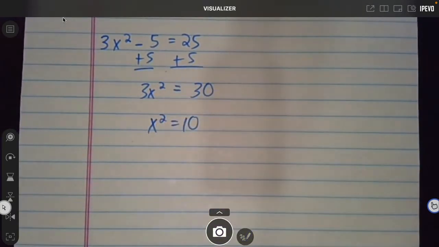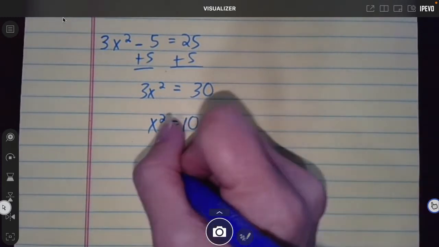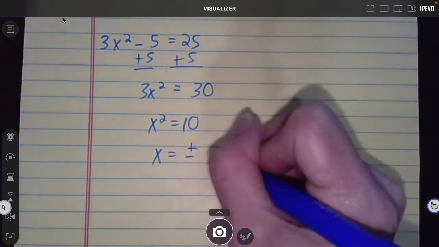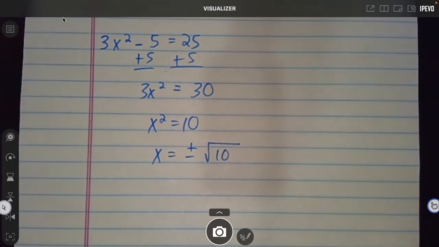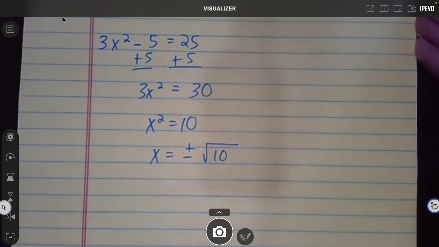So how do I do this next part? Is that a perfect square? No. But it's just going to be positive or negative square root of 10. Can I take the square root of 10? I'd get a decimal, but I'll just leave it as square root of 10. It doesn't have a perfect square, so I can't simplify it. All right, let's do another one.